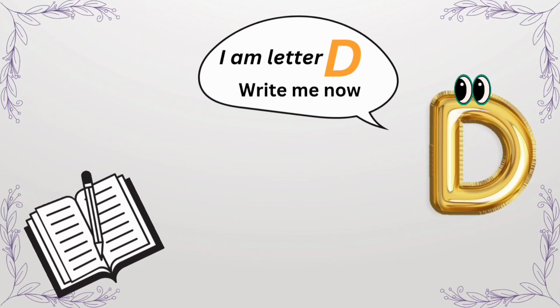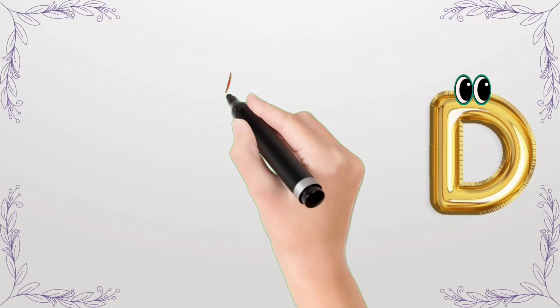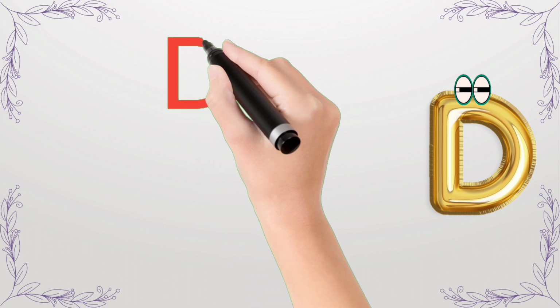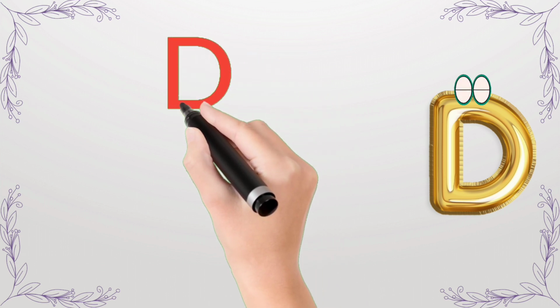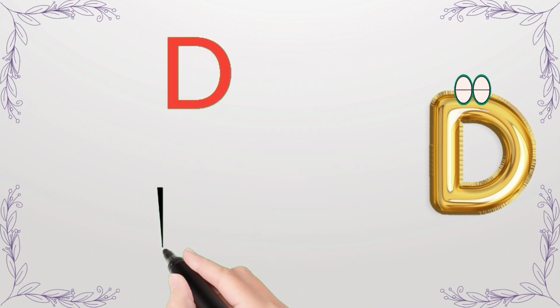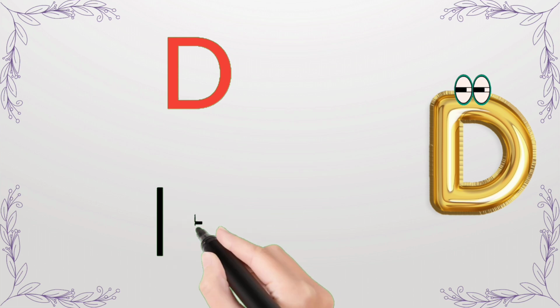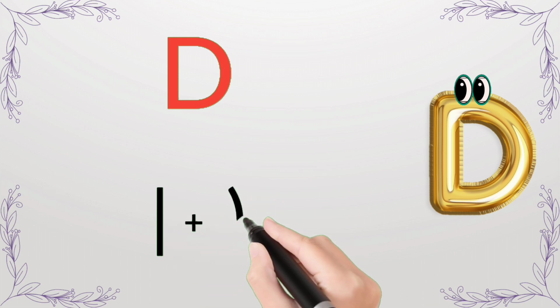I am letter D. Write me now. Straight line, last right curved line. Say D 5 times and write D, D, D, D, D.